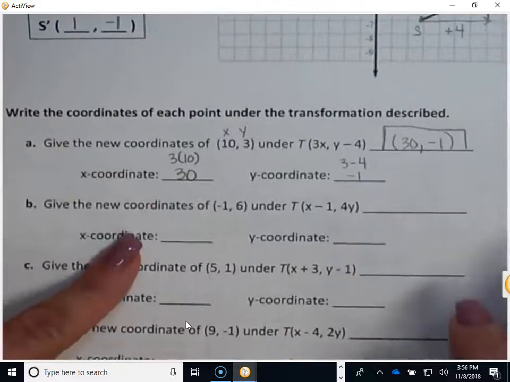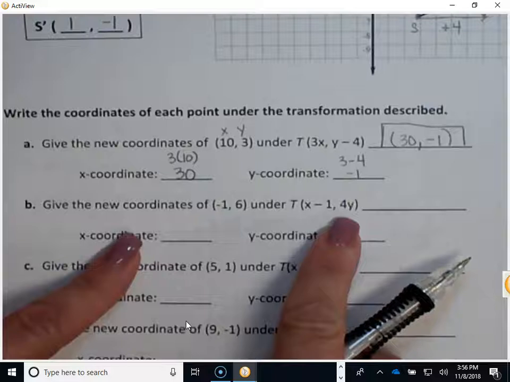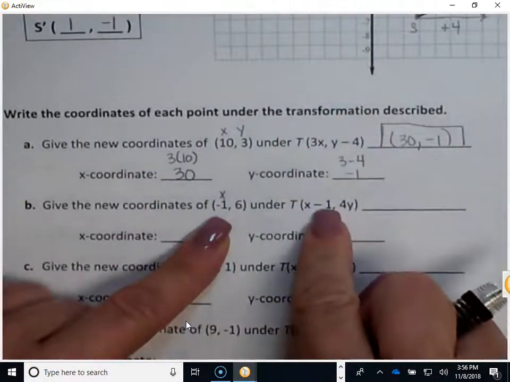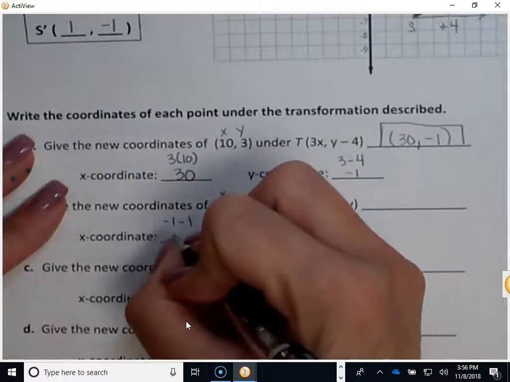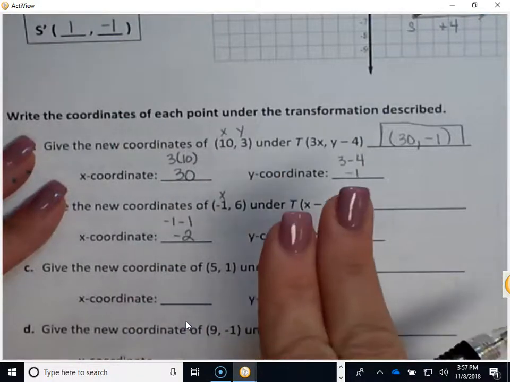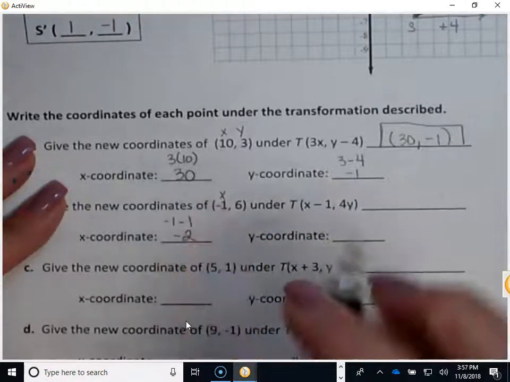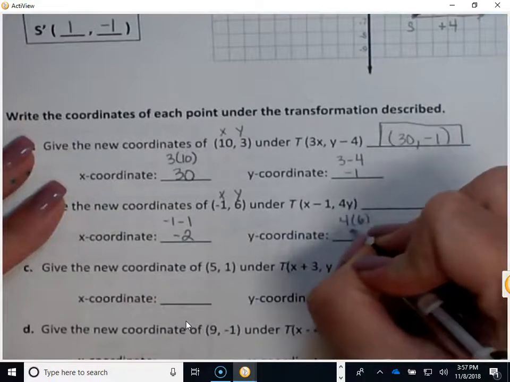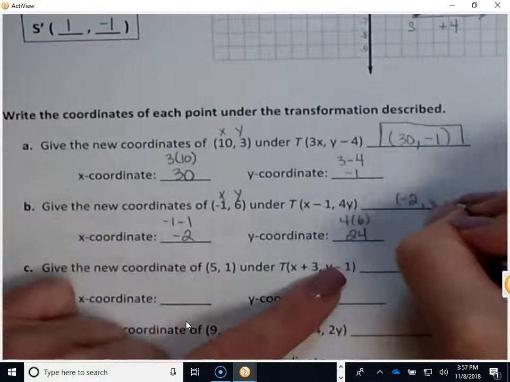For part B, give the new coordinates of negative 1, 6 under the transformation of x minus 1 and then 4y. So that means we're taking our x coordinate, which is negative 1, minus 1. So we'll have negative 1 minus 1, which gives me negative 2. And then our y coordinate, we're taking it times 4. Remember, when the 4 and the y are right next to each other, that means they're being multiplied. So 4 times whatever my y is, well, my y is 6. 4 times 6 gives me 24. So our new coordinate would be negative 2, comma, 24.